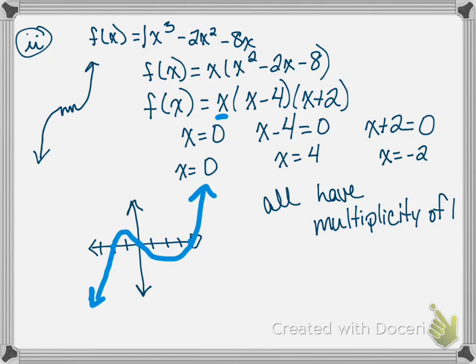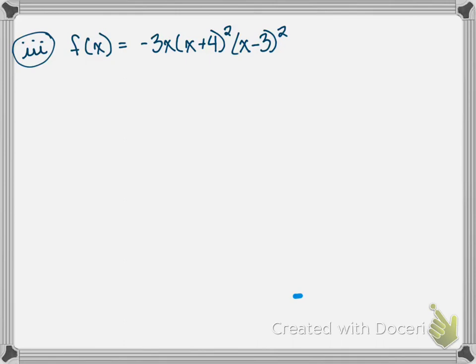This one is already factored for us. So I actually think that's kind of good news. We have quite a few factors here. So we've got negative 3x, then we have (x plus 4) with a multiplicity of 2, and (x minus 3) with a multiplicity of 2. For this, we need to count how many x's we've got. Here I've got 1 x. Here I've got it squared, so that's 2. (x plus 4) squared means I have 2 x's. (x minus 3) squared means I have 2 more.